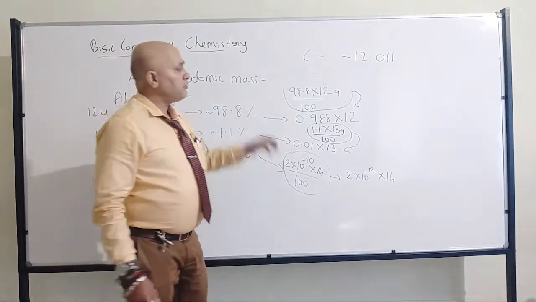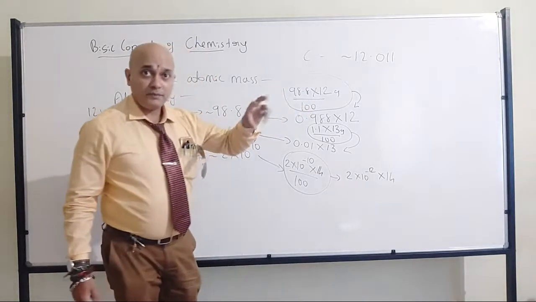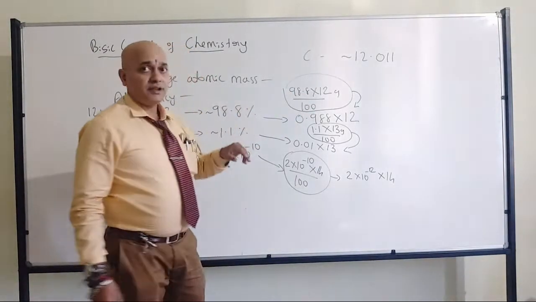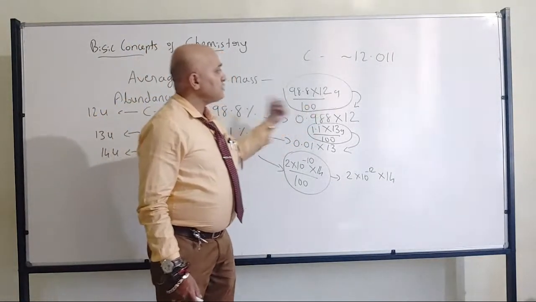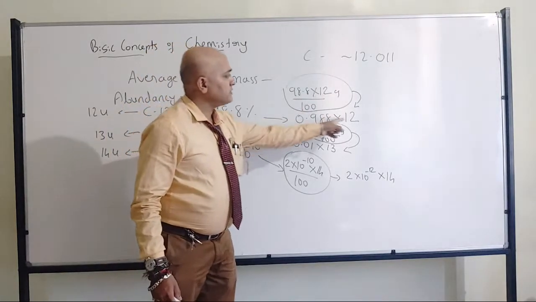So due to that, what we will do is, if I take 100 gram of carbon from the nature, in that 98.8 will be carbon 12. But if I take 12 gram from the nature, how much will be carbon 12? That's what you are going to get from this one.